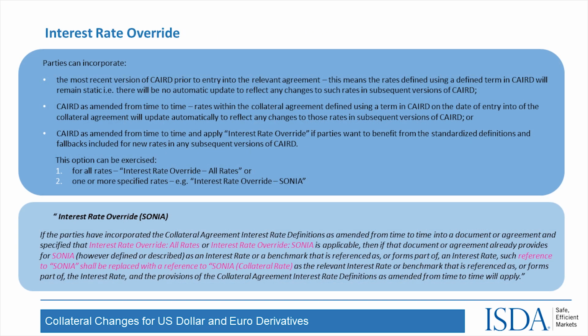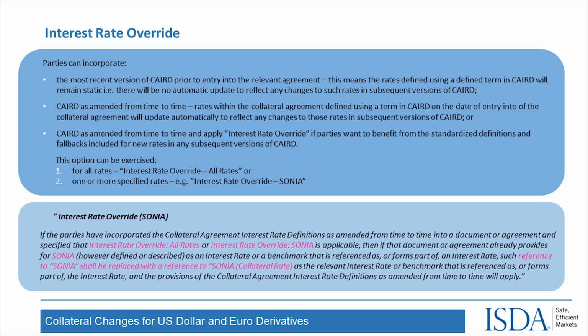Now, Rick already mentioned a new tool that parties can use, but since it is so novel, it merits looking at that in a little bit more detail. So this is the new tool of interest rate override. You look at the bottom of the slide here, this is an extract from the definitions and shows you the exact operative provision and how this interest rate override tool works. So the example given here is for SONIA. So how do people use this?